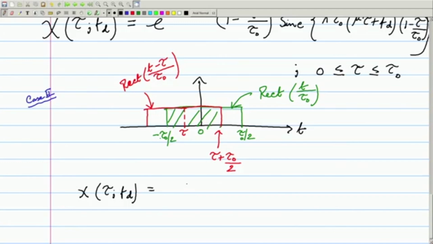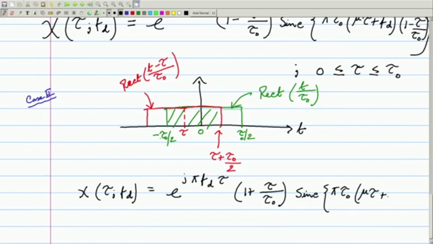And here, if you do only the changing of the limit, it will come out as e to the power j pi f d tau, times 1 plus tau by tau naught, times sinc of pi tau naught, 1 plus tau by tau naught, times mu tau plus f d, and this is for the range minus tau naught less than or equal to tau less than or equal to 0.